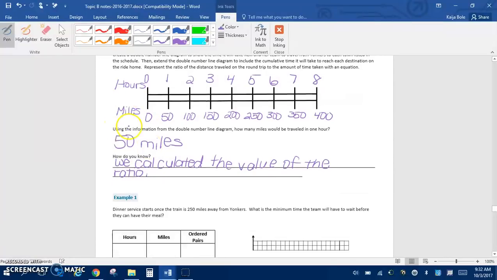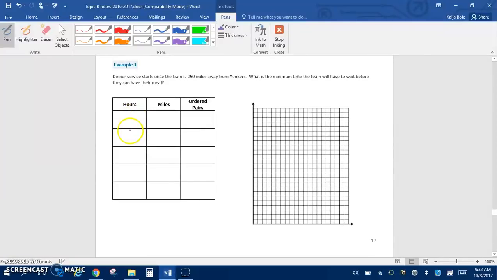Alright, I've got one more example here. Now we're talking about plotting points. So the example says dinner service starts once the train is 250 miles away from Yonkers. What is the minimum time the team will have to wait before they can have their meal? Okay, so we're going to fill in our table just like we did originally.